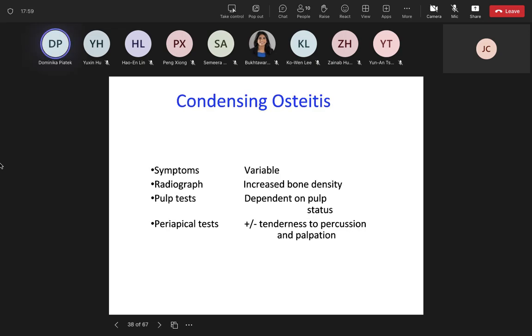For condensing osteitis, the symptoms can be variable. For the radiograms, we will see increased bone density. So on the radiograms, some parts will be more white. For the pulp tests, it depends on the pulp status, and for the periapical test, we can observe or not this tenderness to palpation and percussion.